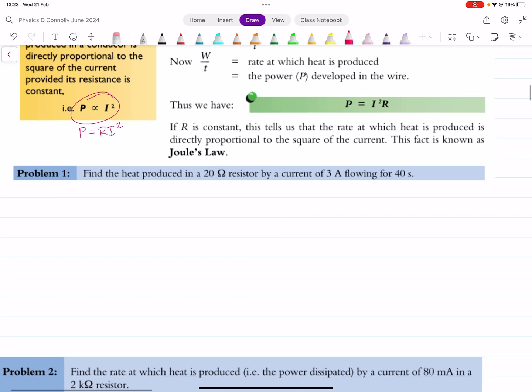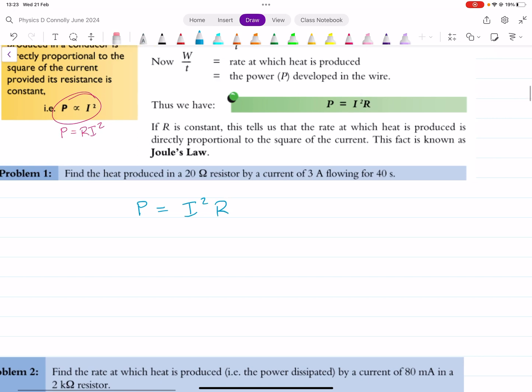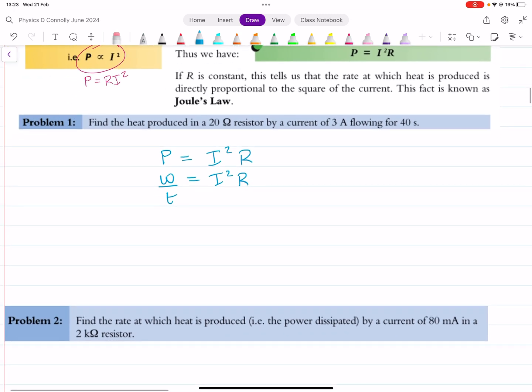So we'll have a look at this. Find the heat produced in a 20 ohm resistor by a current of 3 amps flowing for 40 seconds. So power is I squared R. I haven't been given power here, so I'm going to break power up into energy over time. W over T is I squared R. W is what we're looking for. That is the energy, and in this case, the energy we're talking about is heat. The time is 40. I is 3, and we're going to square it, and then R is 20.